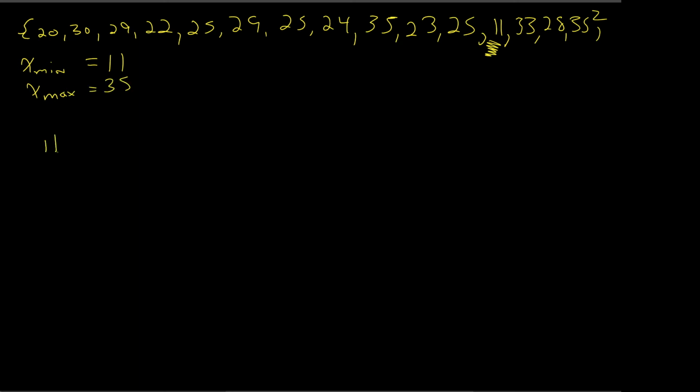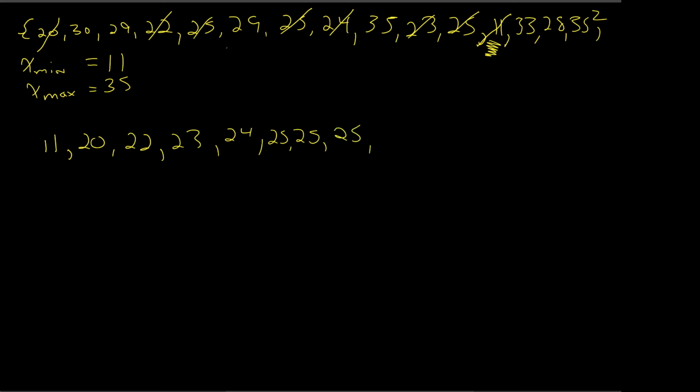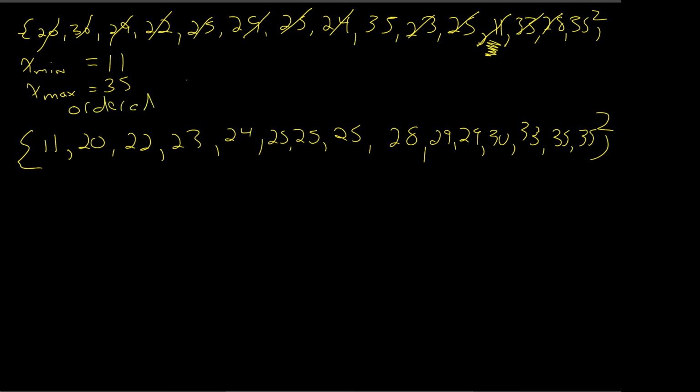And so I'm going to put this data in order. So the first piece of data is 11. My next piece of data is this 20. Then 22. Then 23. 24. And 25. I have 1, 2, 3 25s. And let's see. There's 28 over here. Any more 28s? I don't see any more 28s. 29. And 29 again. 30. 33. And then there's two 35s I pointed out when I started. So there's my data in order. Ordered data.